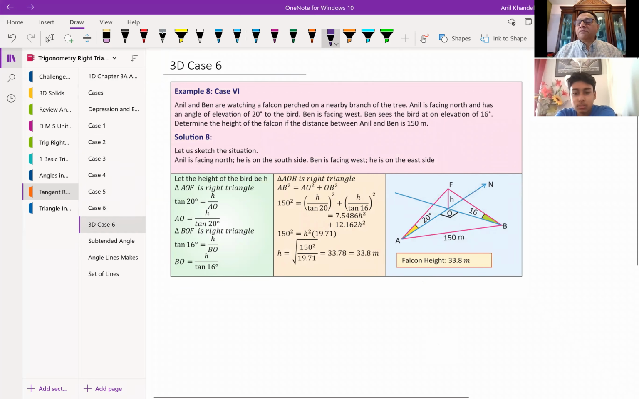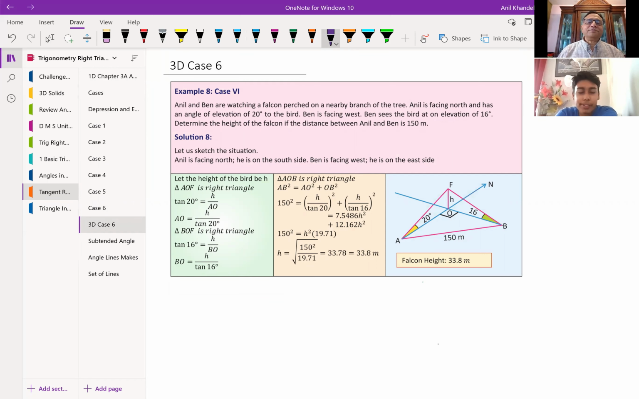Similarly, we have another very important question here. Now, it is very important to understand how we sketch these 3D figures. This is the most complicated part. And here, the way I have sketched it will provide you a solution for most of the 3D questions. Can you please read this question?